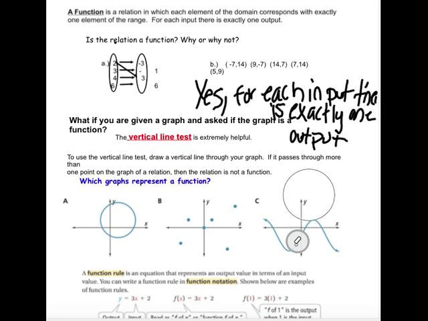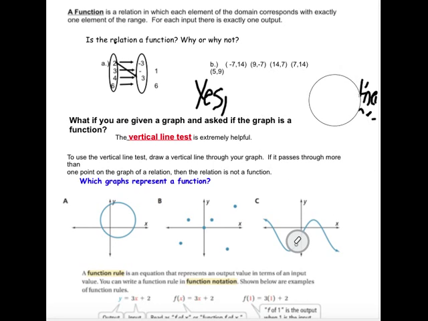All right, so what if we are given a graph and asked if the graph is a function? We use the vertical line test. Vertical being up, down. Vertical, we want to make sure it passes that test. So to use it, you draw a vertical line through your graph. If it passes through more than one point on the graph of a relation, then the relation is not a function. So here, if you want to do it yourself, pause.